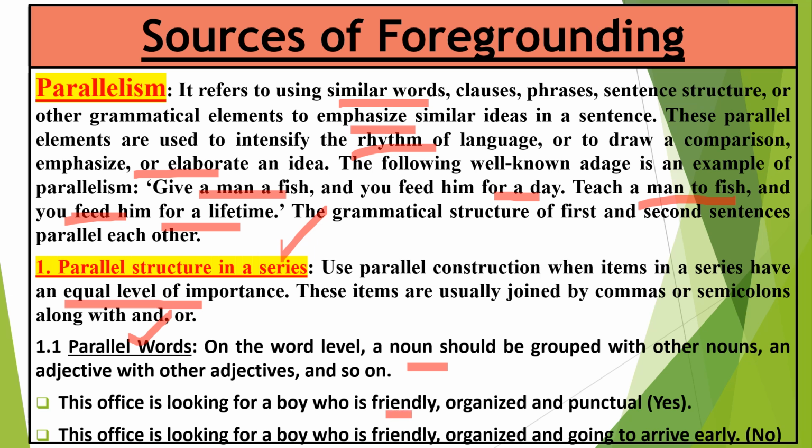If it is a noun, then you will use a noun with the noun. For example, this office is looking for a boy who is friendly, organized and punctual. This office is looking for a boy who is friendly, organized and going to arrive early. I think both of these mean the same thing, but now this wouldn't be considered a parallel structure.